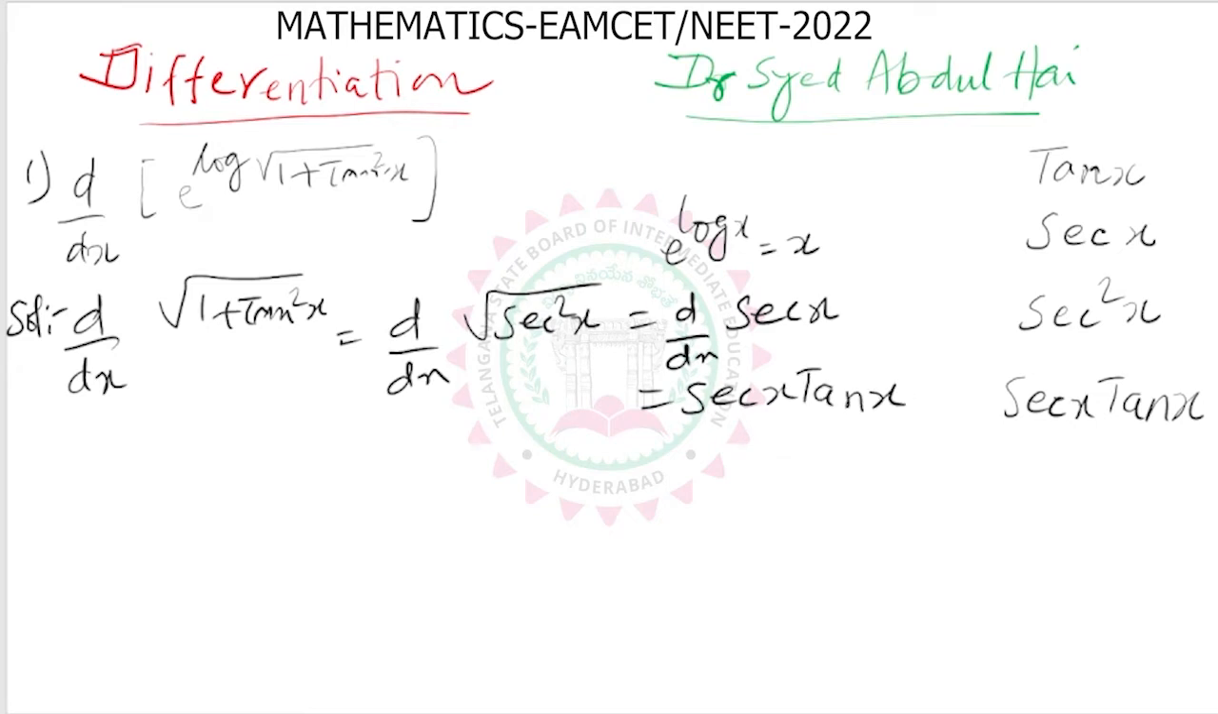Therefore, what is my answer? Sec x tan x, that is the fourth option. Is it clear? Now come to the next question, the second question.